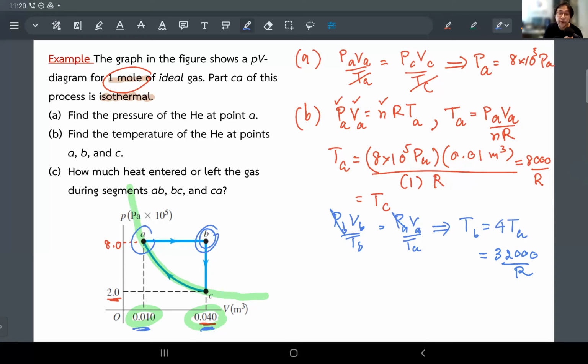But it's up to you. It's your preference. If you want to plug in the value of R and do the full calculations to get the final numbers, you can. Or if you don't like that, leave R as is like this. I think it's not bad.